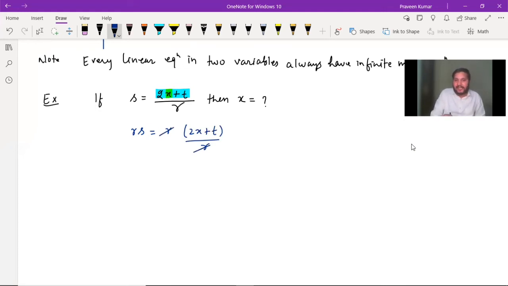Now this plus t can be removed by subtracting t from both the sides. So it will become RS minus t is equal to 2x. Now I can remove this 2 by dividing both sides by 2. So I get the value of x as (RS minus t) by 2.